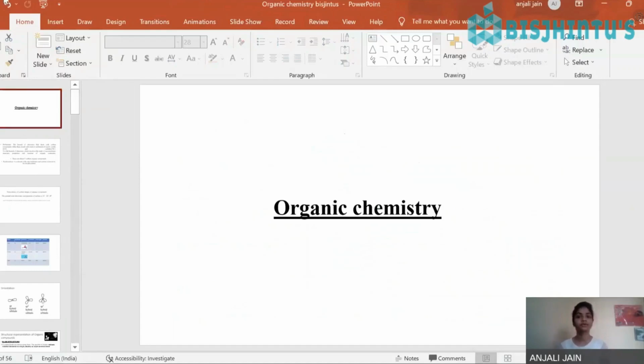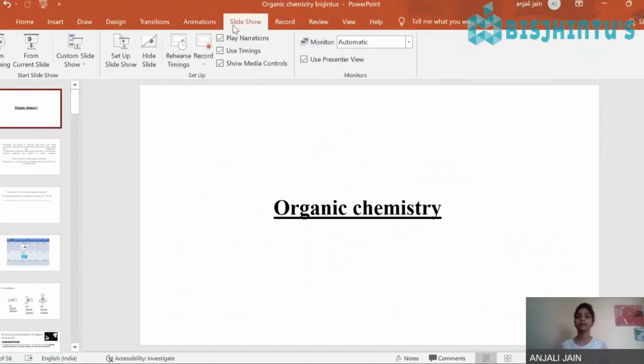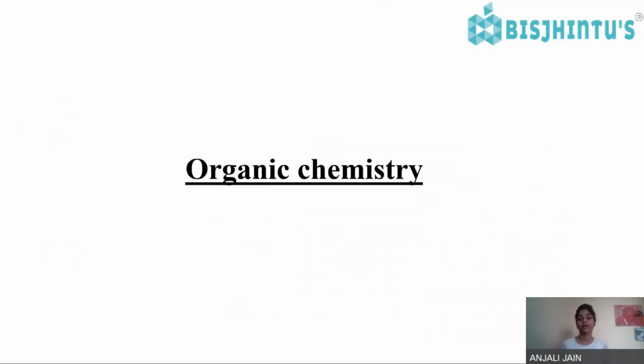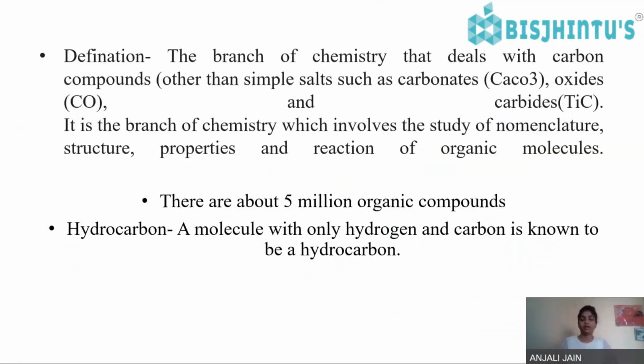So today I'm going to take a very basic part of organic chemistry. As we all know, what exactly is organic chemistry? Organic chemistry is basically when carbon interacts with hydrogen. So the hydrocarbon interaction is what is called organic chemistry: the chemistry of carbon and all the compounds with which it is reacting.